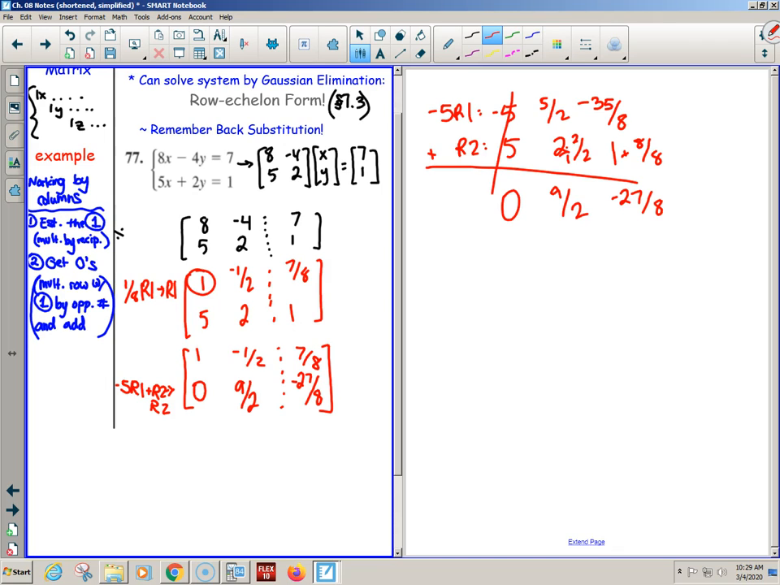Now wait a minute, I'm working by columns. My first column is good. It's time for me to move to my second column. Now as I'm getting ready to move to my second column, now what's that?